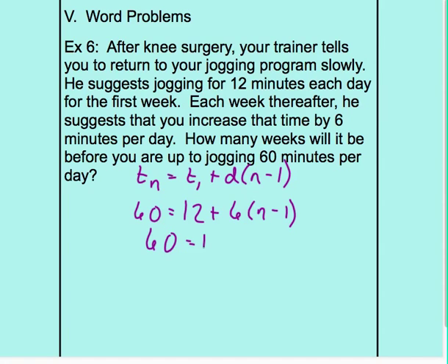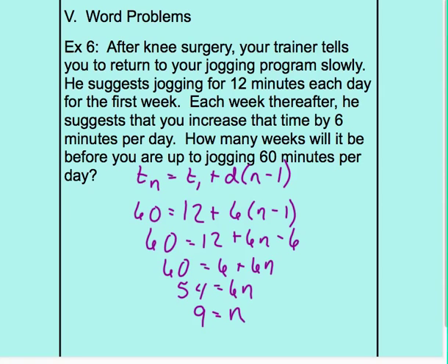So solving this, again, we're going to distribute our 6, combine like terms, subtract 6, and divide by 6. So it will take us 9 weeks before we are jogging for an hour a day.